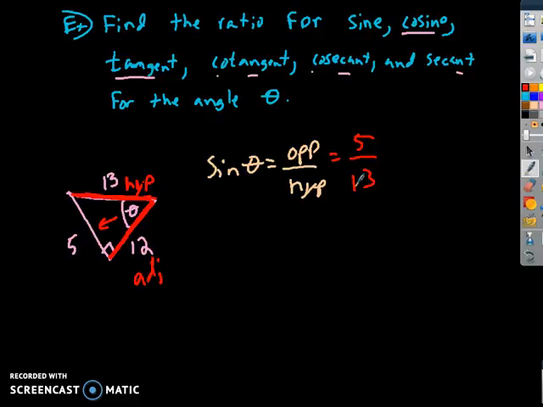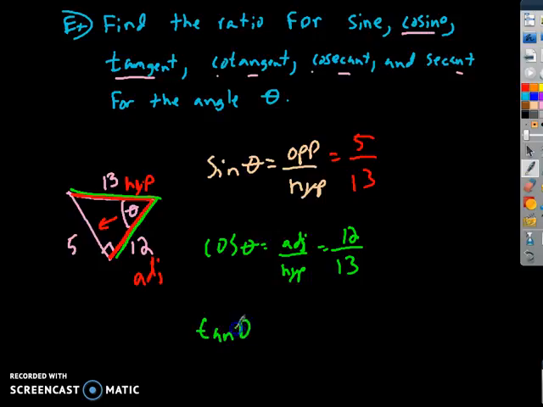And then you have to find the cosine of the angle. Cosine of theta is adjacent over hypotenuse. So it's going to be the adjacent side over the hypotenuse, which should be 12 over 13. And tangent of the angle should be the opposite side over the adjacent, so 5 over 12.